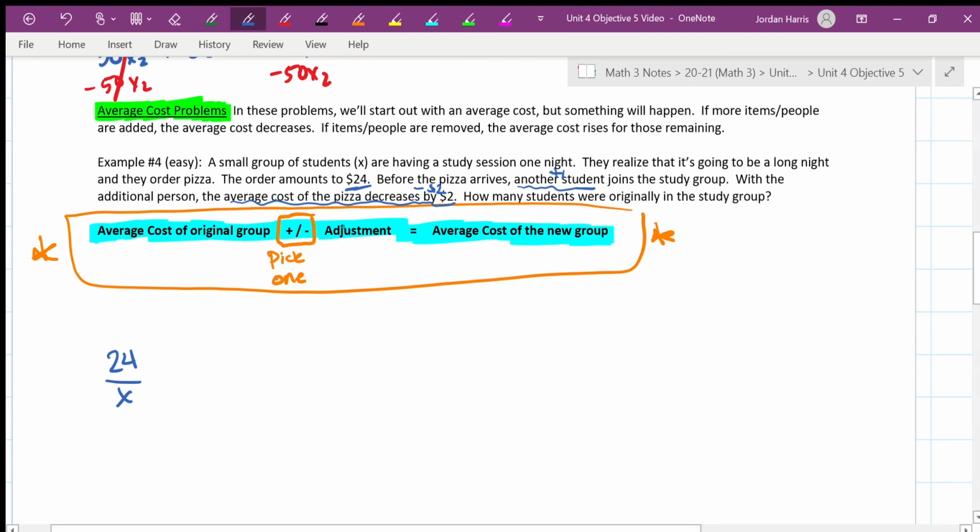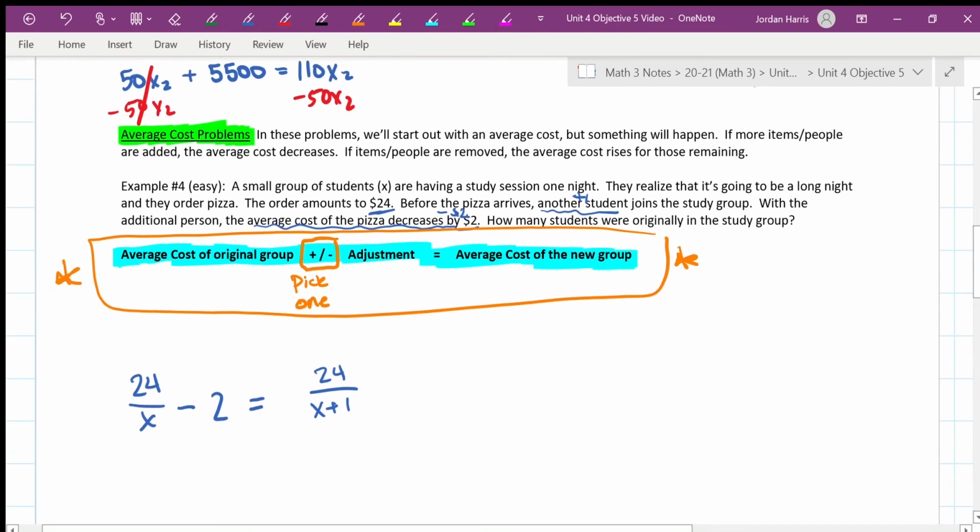Okay, now we have our adjustment. It decreased by $2, minus 2, equals the average cost of the new group. Well, we added a student. So my average is 24 divided by X plus 1. We added one more student. So if I took the total amount and divided it among the people evenly, there we have it.